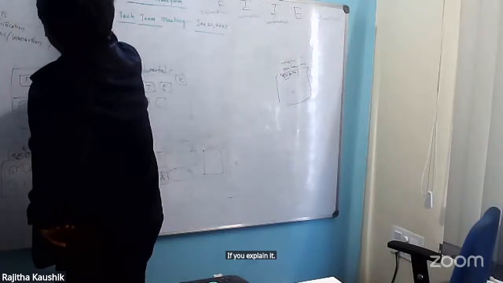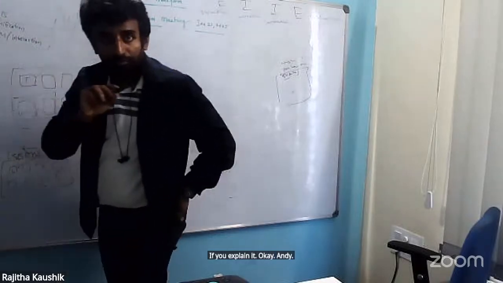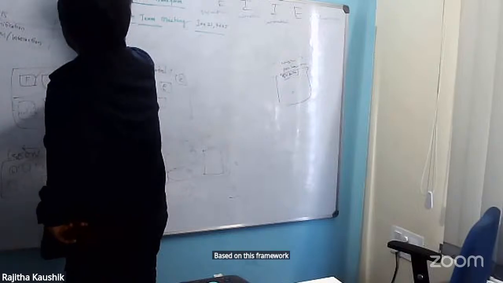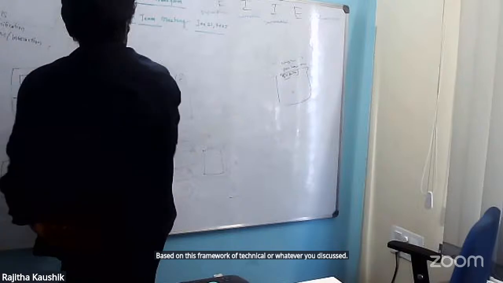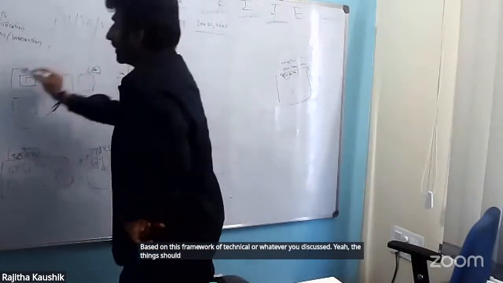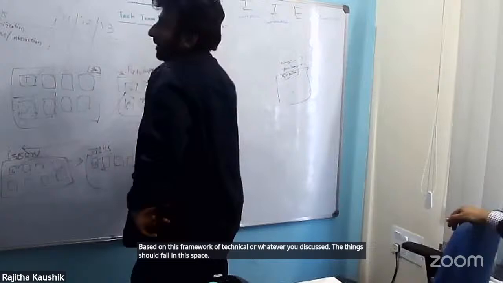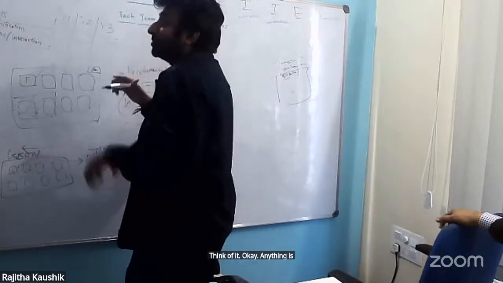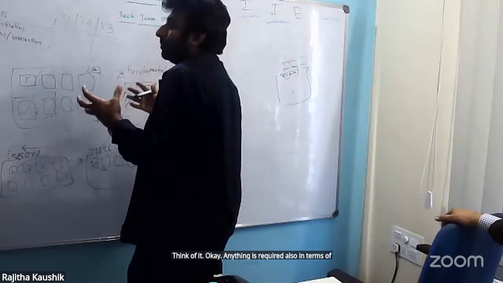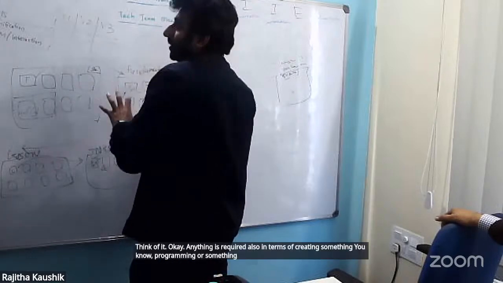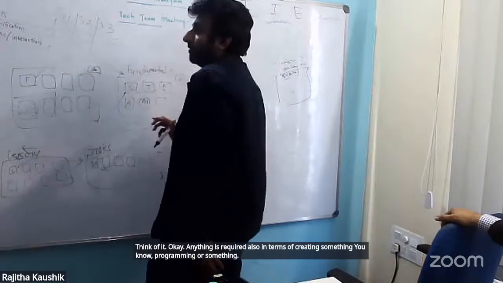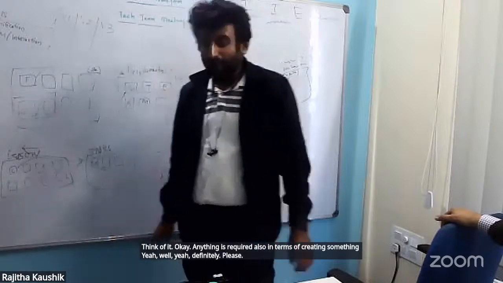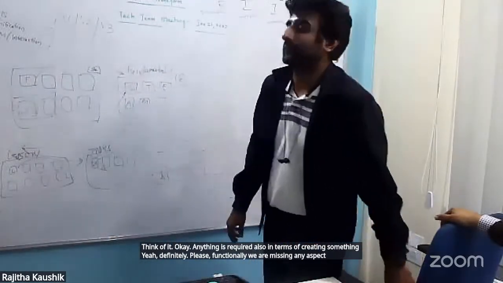Based on this framework, octagonal or whatever we discussed, any other things that should fall in this place while designing, we should think of it. Is anything required in terms of creating something, a program or something? Should we think it through at this stage itself? Yeah, definitely. If functionally we are missing any aspect, let us know.